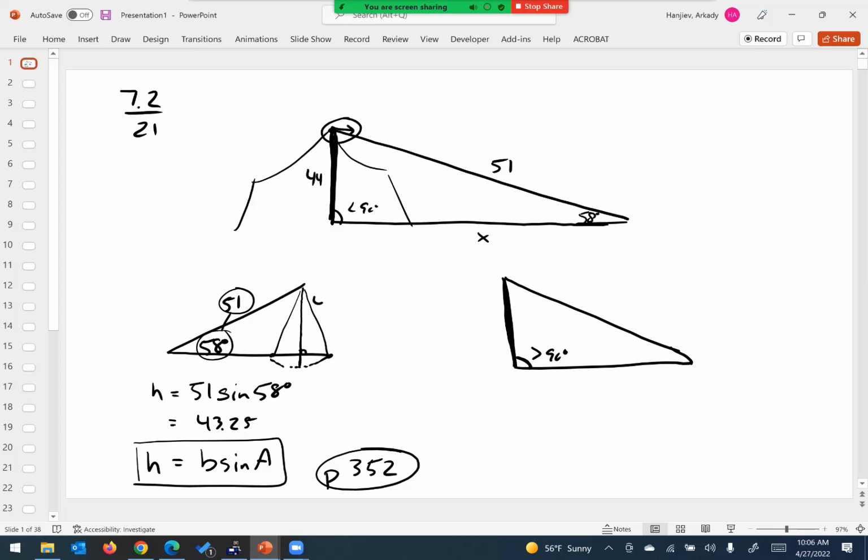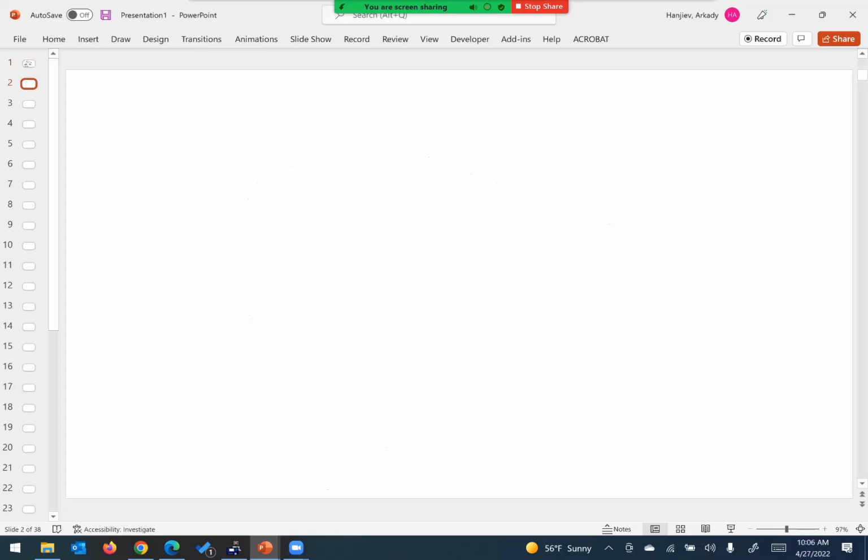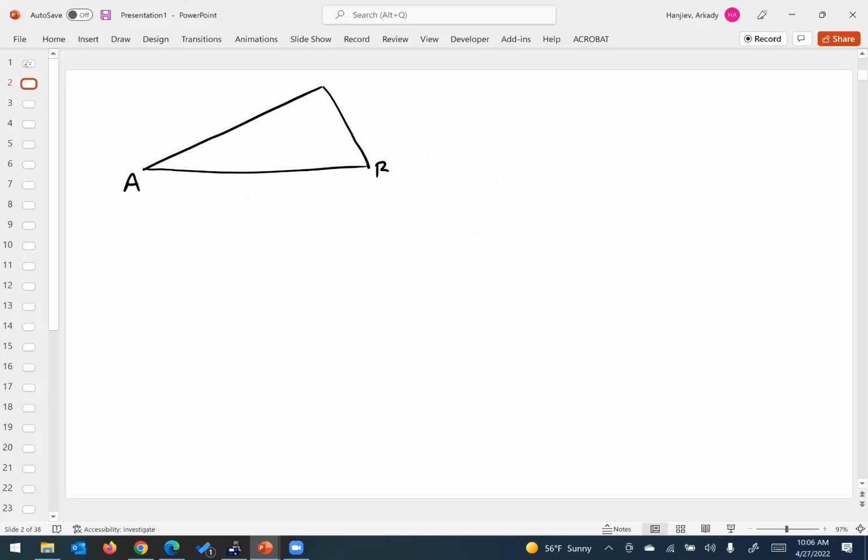So we're gonna, let me do this case first. We're gonna set up both cases. That's the first one we do. So I'm gonna just label this as A, B, C. 58 degrees comes right here, 51 is here, 44 is here. And we're gonna find B first.